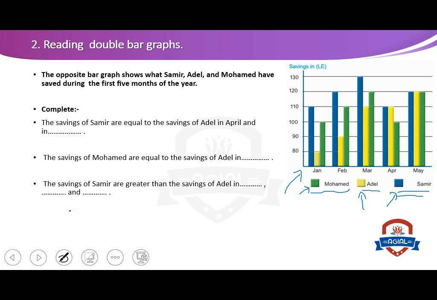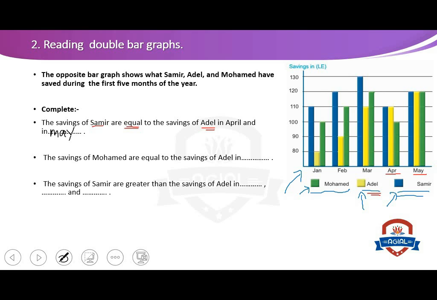The savings of Samir are equal to the savings of Adil. Okay, so Samir and Adil. Samir is with blue and Adil is with yellow. So we have to use this bar graph to know in which month they are equal. Blue and yellow are equal in April and in May. So Samir and Adil are equal in April and May.